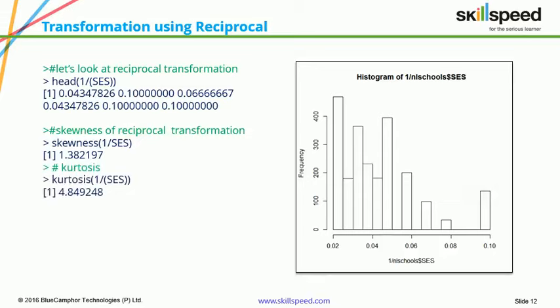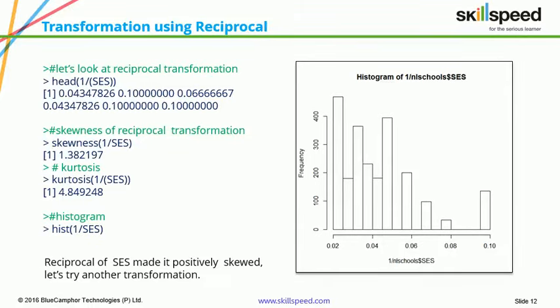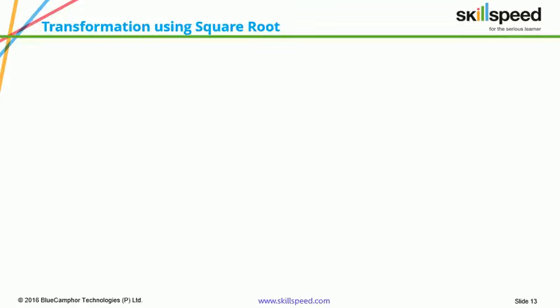Whereas the kurtosis is 4.84, has increased. The histogram of 1 upon ACS tells you that it's indeed not a good idea to choose reciprocal transformation. Now let's try square root.